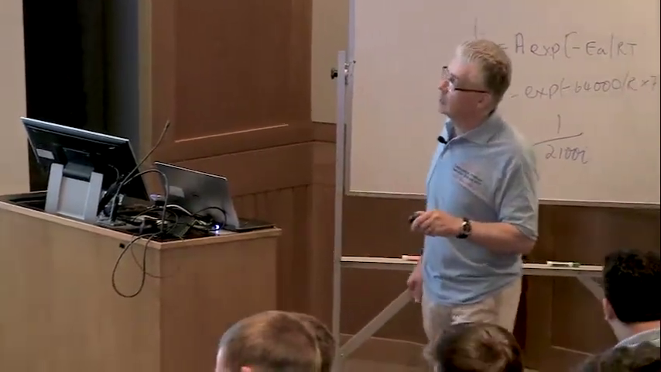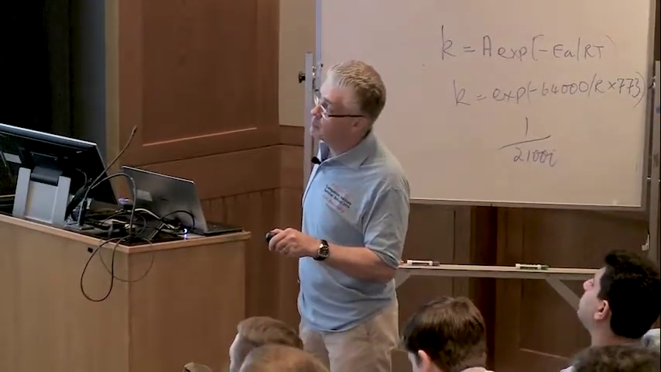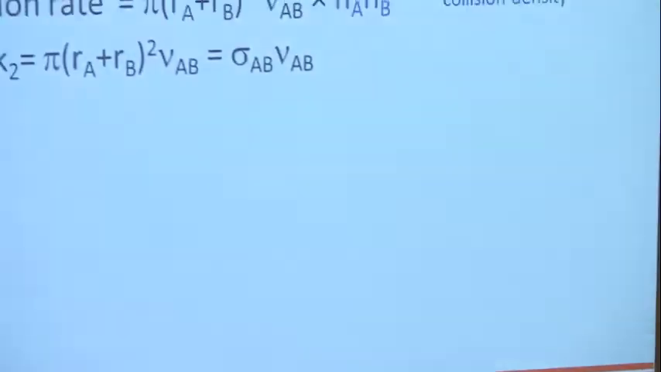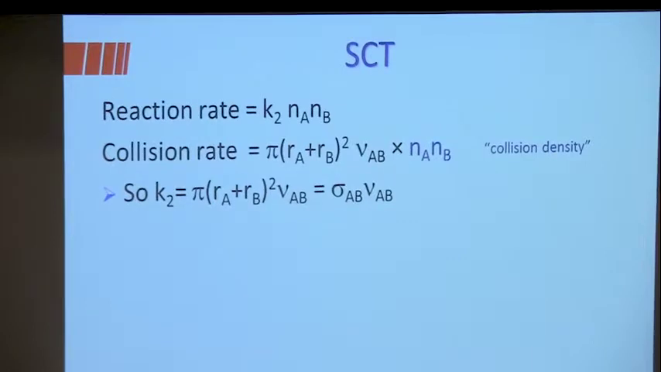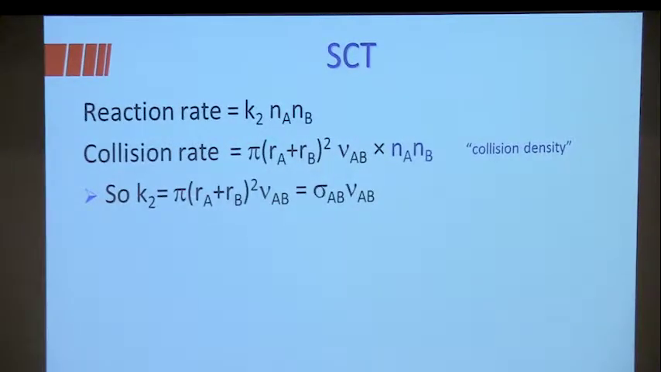So the collision rate is equal to pi (RA plus RB) squared times nu AB times the number of moles of A times the number of moles of B. Well, if that's true, then we know that K2 is equal to pi (RA plus RB) squared times nu AB. Okay, the rate constant is equal to this portion here, and that's equal to the collision cross-section, sigma AB, times nu AB.